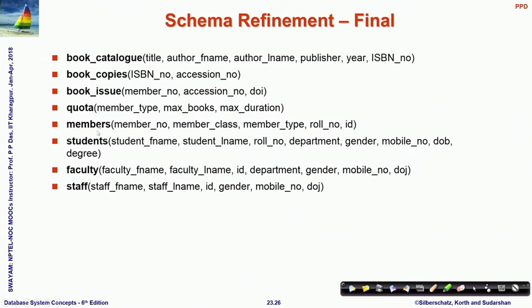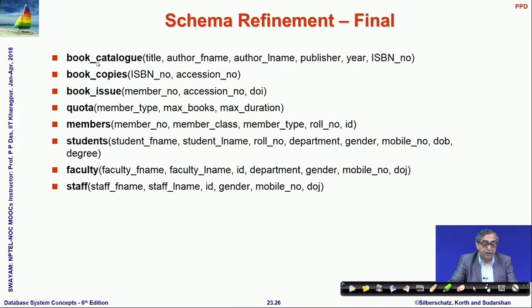So, after refinement, now we have these 8 relational schema: book catalog to give the details of every book, book copies which gives the information about what are the different copies, book issue is the basic issuing information. We have quota, members has the virtual kind of relation that we have created to support the notion of members of the library, and students and faculty are related to these members either through roll number or through ID in a selective manner, and staff we have not touched. So, this is the final relational schema.